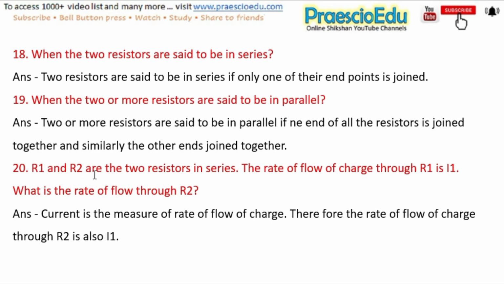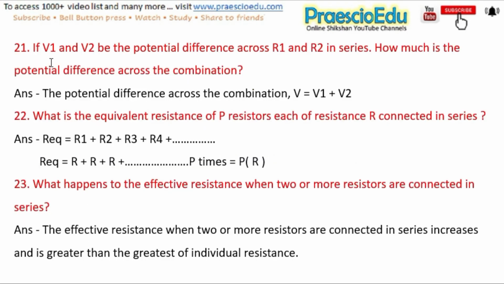Next question is R1 and R2 are two resistors in series. The rate of flow of charge through R1 is I1, and what is the rate of flow through R2? So the answer is current is the measure of the rate of flow of charge. Therefore, the rate of flow of charge through R2 is also I1. Next question is if V1 and V2 are the potential differences across R1 and R2 in series, how much is the potential difference across the combination? And the answer is the potential difference across the combination is V is equal to V1 plus V2.